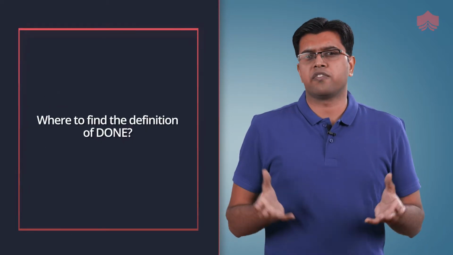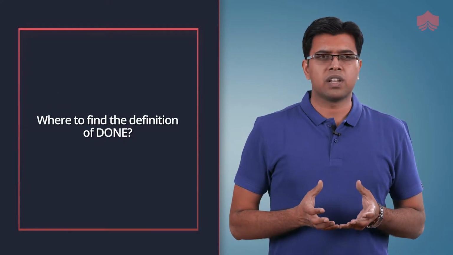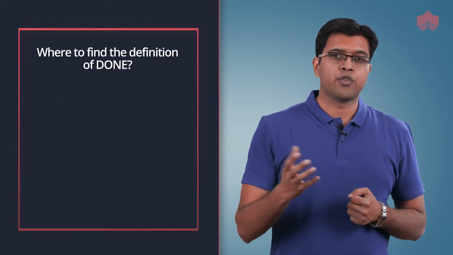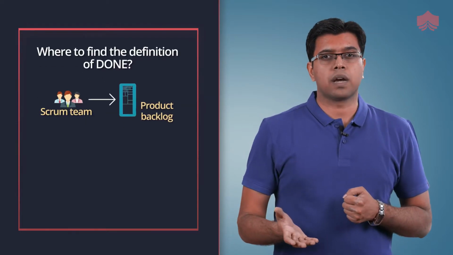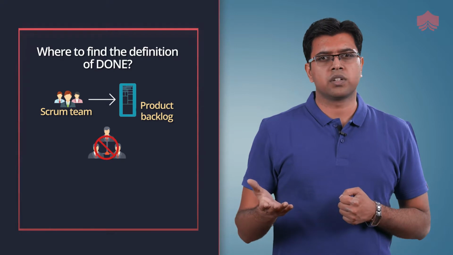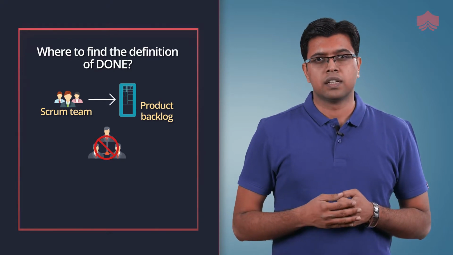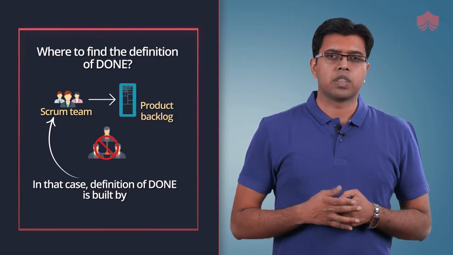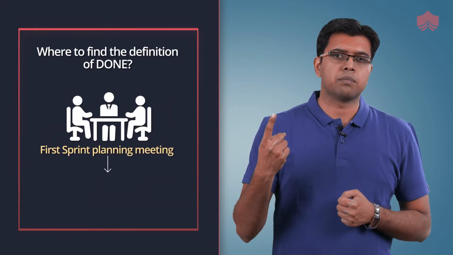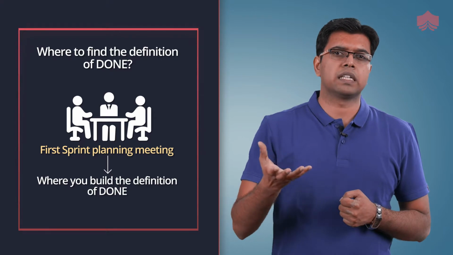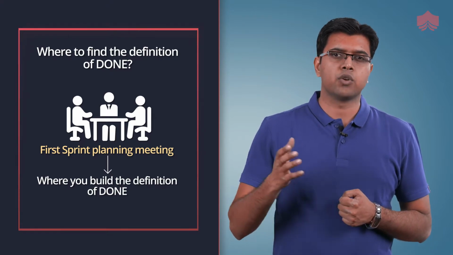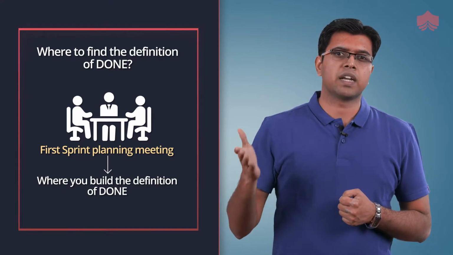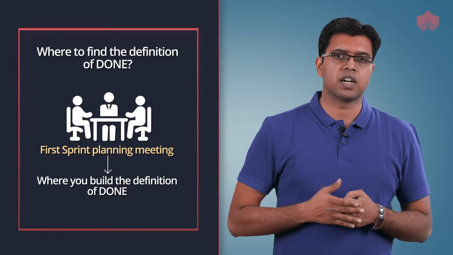Now, where will you usually find a definition of done? Well, that's an interesting question. If you're the only Scrum team that is working on a product backlog, and your organization does not describe a standard for a product, this definition of done will be built by your team. When the product basically starts, the first sprint planning meeting is probably a place where you'll start building this definition of done. And then during all the retrospectives, you might actually go and update your definition of done based on whatever you have learned.